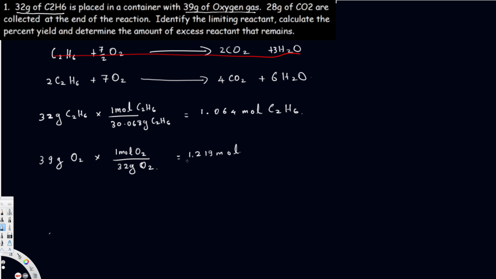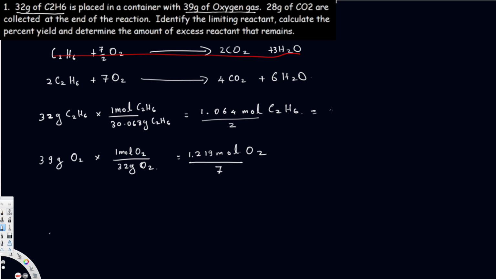To find the limiting reactant, we select the coefficients and divide these values by the coefficients. For C2H6, 2 is the coefficient, so divide by 2, and for O2, 7 is the coefficient, so we divide this one by 7 and see which one has the lowest value. That's going to give us the limiting reactant.